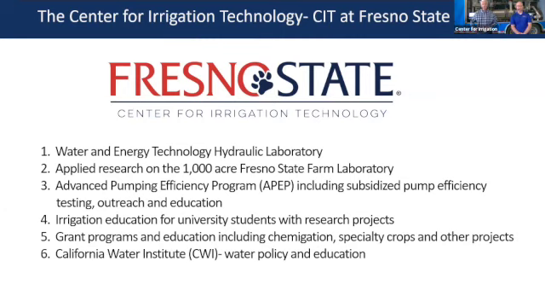The university itself has over 1,000 acres of farmland that we utilize to perform research, and it's also a working commercial farm that develops and sells its product to the public. And then, of course, Bill Green and I work for the Advanced Pumping Efficiency Program, which includes a subsidized pump efficiency testing and outreach program. The Pump Efficiency Program has been in operation for over 21 years. We've tested over 30,000 pumps at this point and done over 400 or 500 seminars across the state of California.